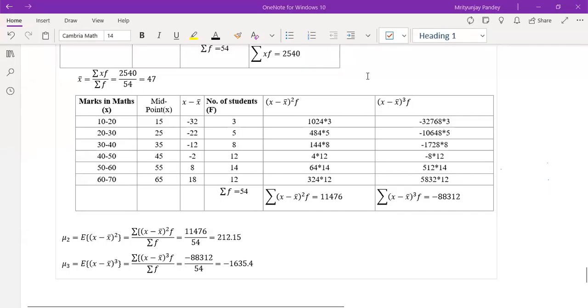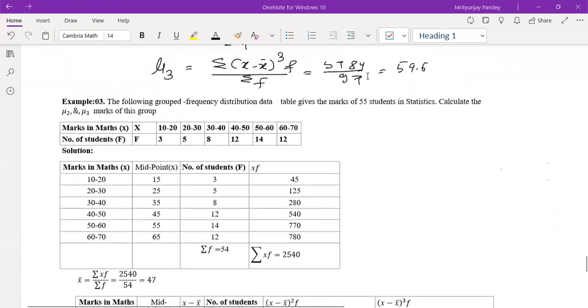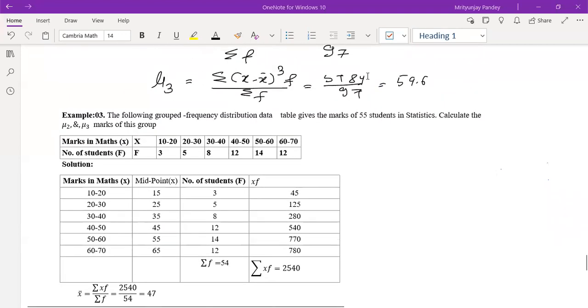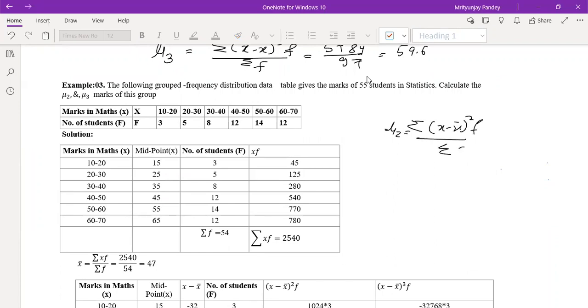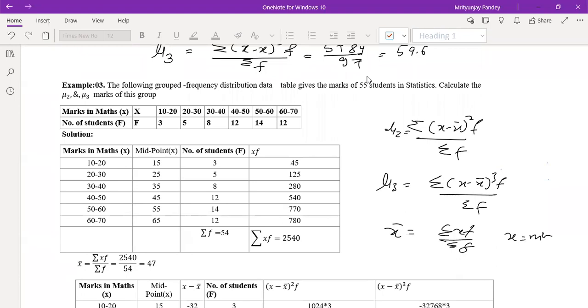Okay, so let's see another problem based on grouped data. Here, find the value of mu2 and mu3, where x is the marks and f is the number of students. According to our formula for grouped data, mu2 equals summation of (x minus x bar) whole square f divided by summation f, and mu3 equals summation of (x minus x bar) whole cube into f divided by summation f, and x bar equals summation of xf divided by summation f, where x is the midpoint. Midpoint is nothing but upper limit plus lower limit divided by 2.